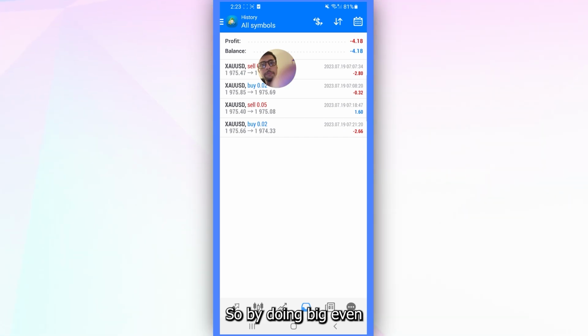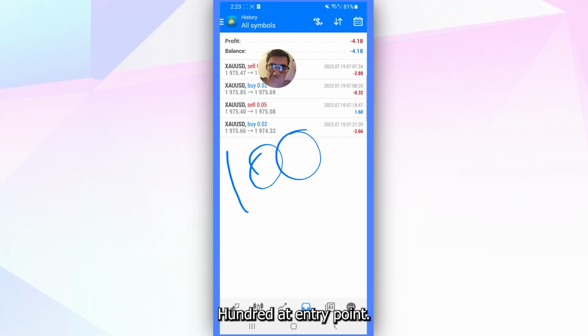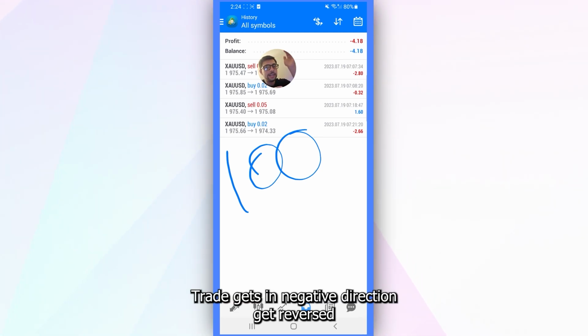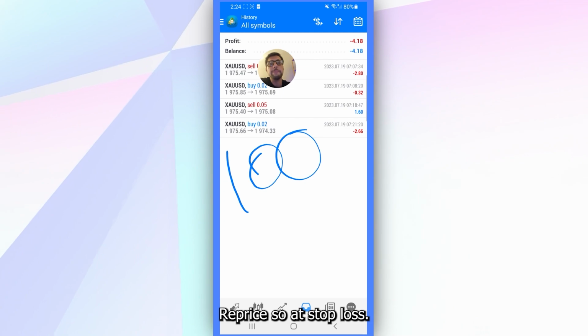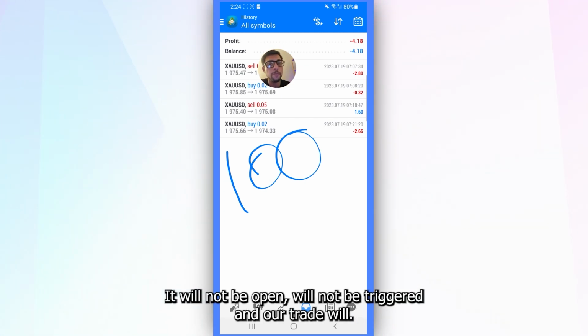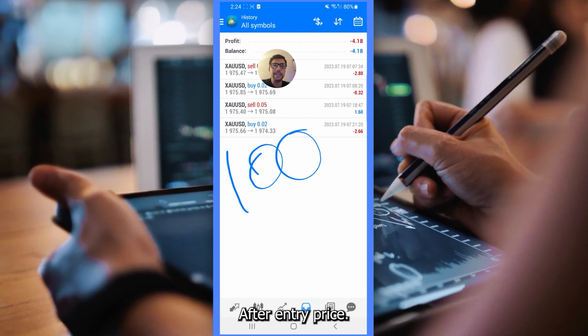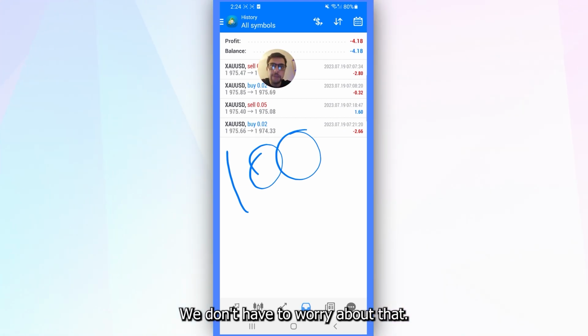So by doing break even, we can change our SL to 100, at the entry point. So whenever the trade goes in the negative direction and reverses, it will automatically close at the entry price. Our stop loss will not be triggered, our trade will be closed at our entry price, and we don't have to sit in front of the trade. We don't have to worry about that.